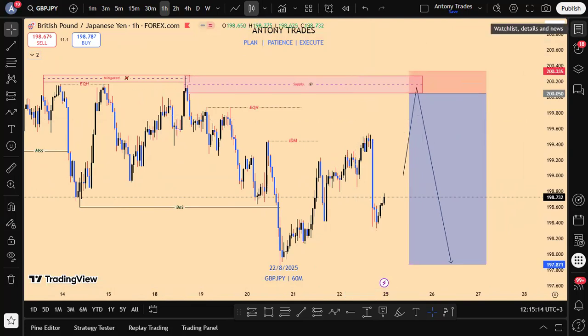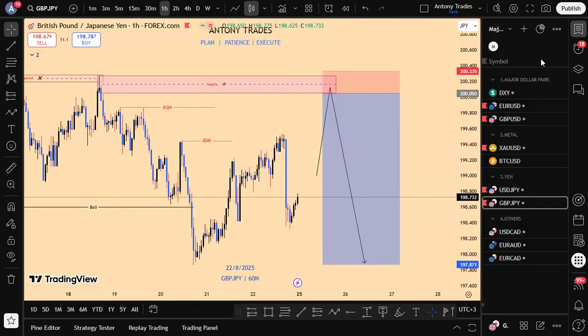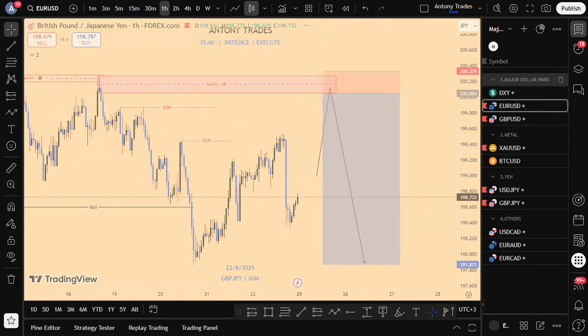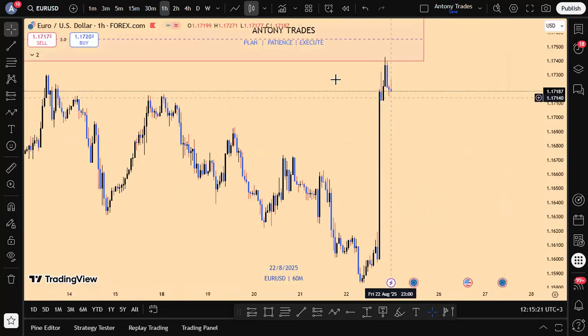GBPJPY. So let me go to the next pair that I'm watching. So here I have the Euro USD. I have the Euro USD. As usual, let us start from the daily.